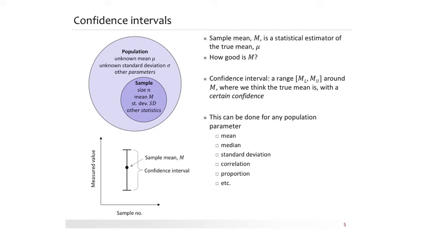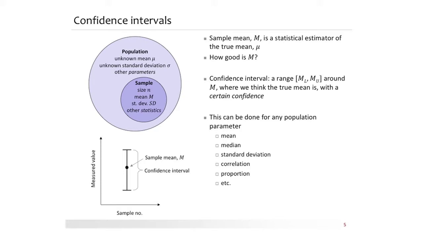Let's go back to our population and sample. So again, a sample mean m is a statistical estimator of the true mean mu. So we can ask a question, how good is this m? How good is this estimator? And we can put, for example, standard error on this. But we can try to do better, and we can think this way. Let's build a confidence interval, which will be a certain range from m lower to m upper around our measured m, where we think the true mean is with certain confidence.